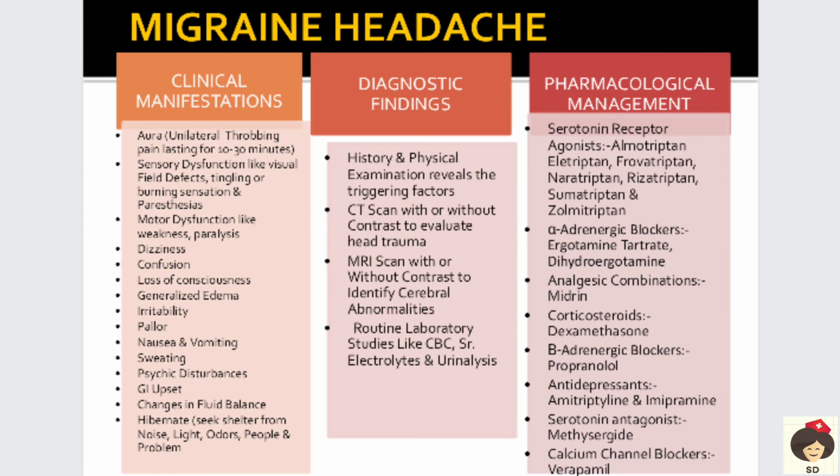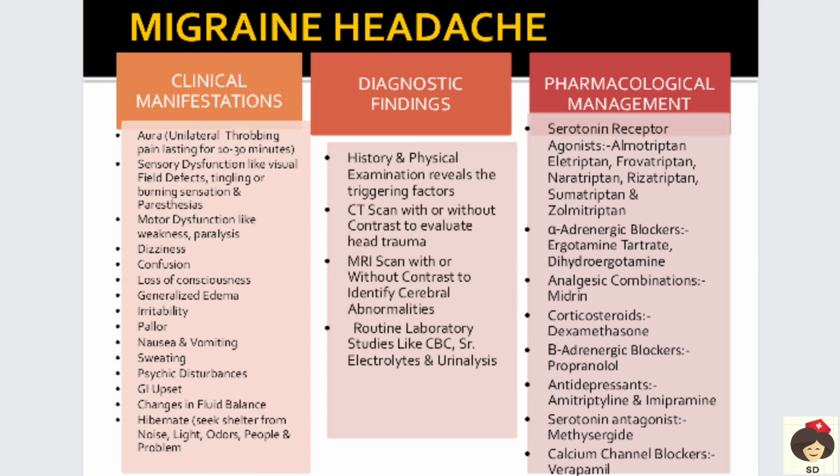And next is pharmacological management in migraine headache: serotonin receptor agonists. As I said in the pathway, that is the biochemical theory, there is a problem in the serotonin activation. So the serotonin will become inactive and it will be low. So we have to replace it with serotonin receptor agonists. That is almotriptan, eletriptan, frovatriptan, naratriptan, rizatriptan, sumatriptan, zolmitriptan. So all triptans are serotonin receptor agonists, so that can be administered.